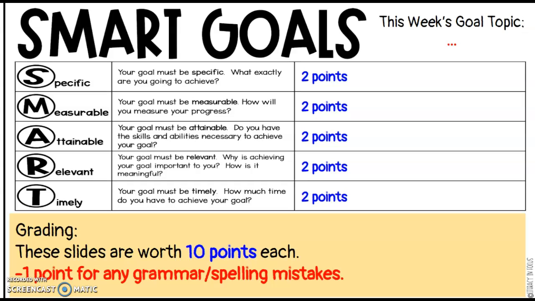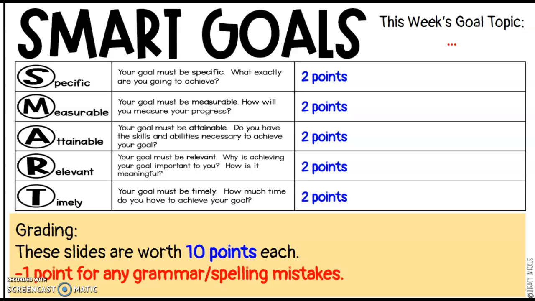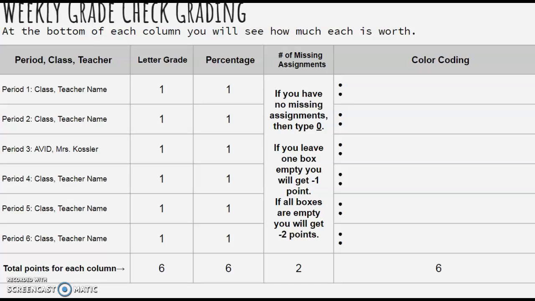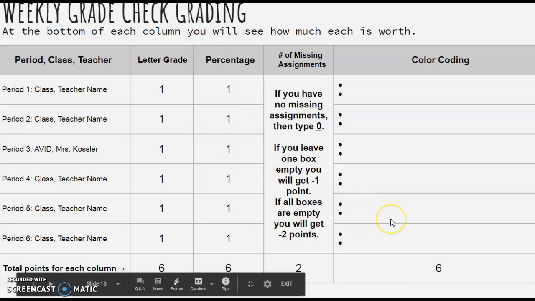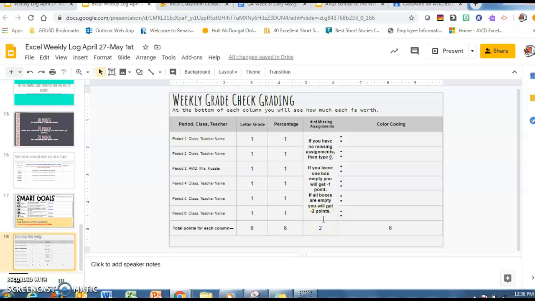And then this just kind of tells you like your goals. That's kind of how you're being graded. So 2 points for each one. Each slide is worth 10. So 10 for the beginning of the week, 10 for the end of the week. And then just making sure that you're completing your grade check. So it's basically like 1 point for each little box.